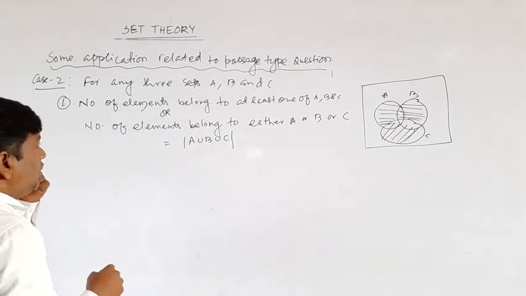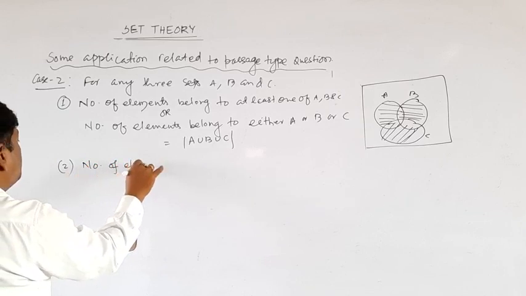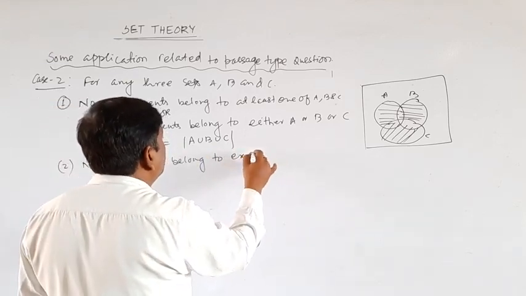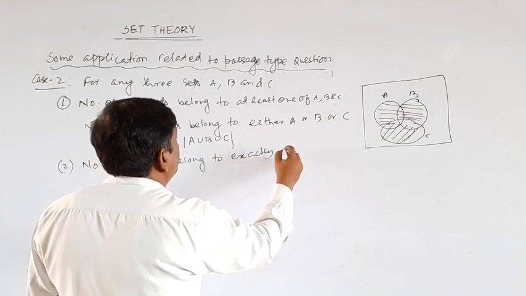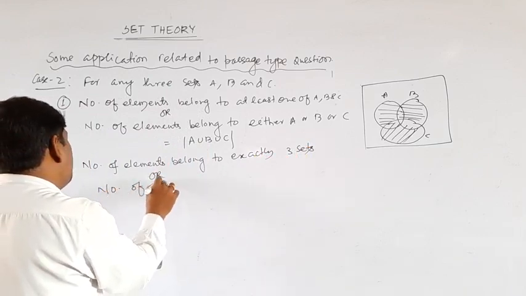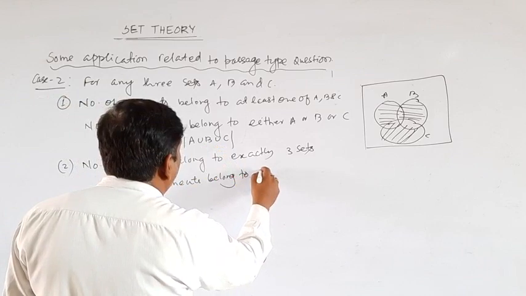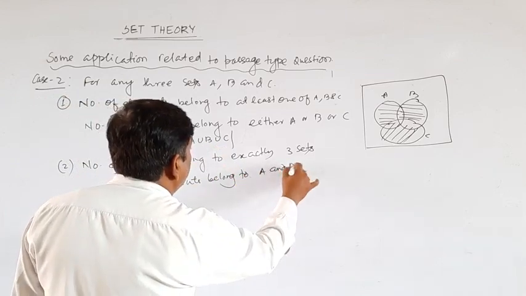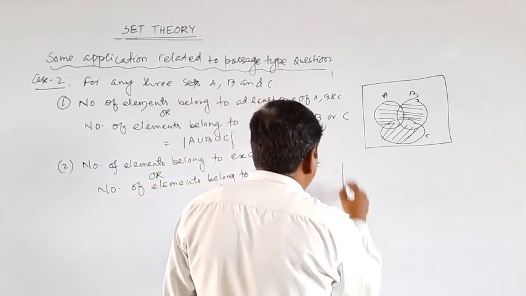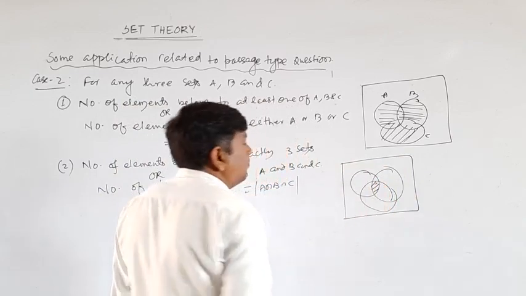Now, the number of elements that belong to exactly 3 sets, or the number of elements that belong to A and B and C, is equal to the cardinality of A intersection B intersection C. The Venn diagram is: this is A, this is B and this is C. This is the common region for all 3 sets.